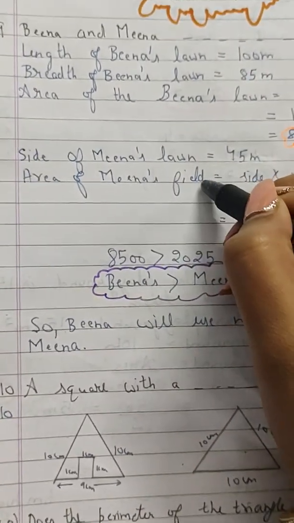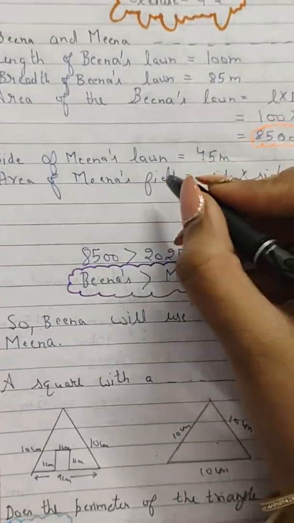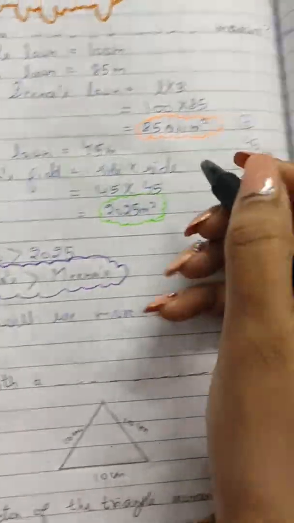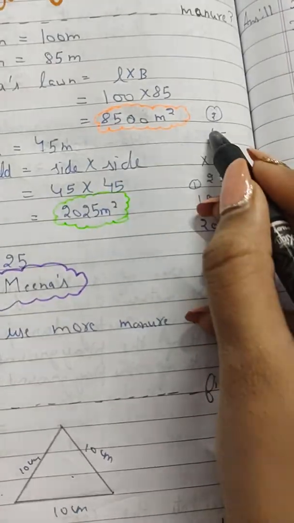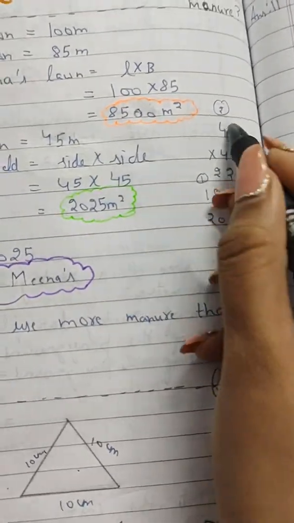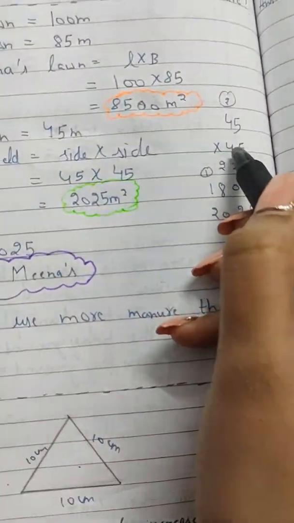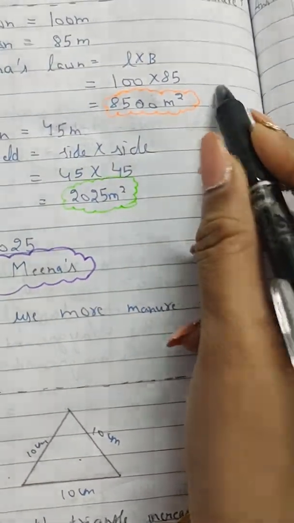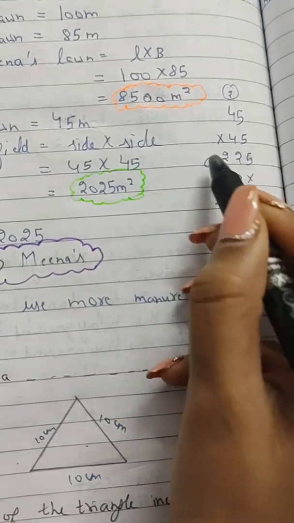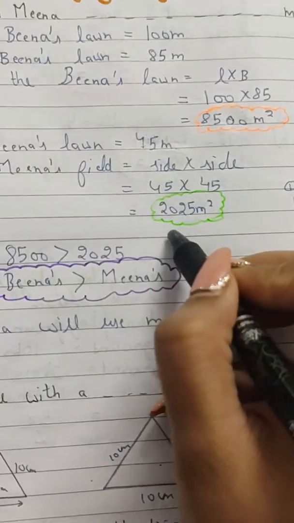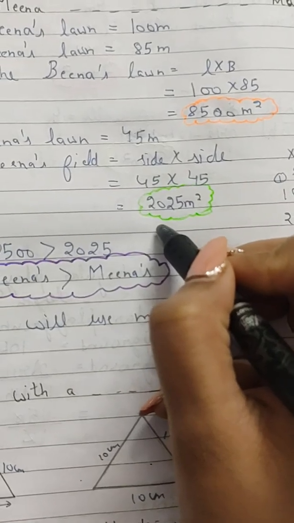So the area of Meena's lawn will be side into side. So 45 into 45. 5 fives are 25, 2 carry. 5 fours are 20, 2 plus 20 is 22. Then 4 fives are 20, 0 here, 2 carry. 4 fours are 16, 16 plus 2 is 18. Adding: 5, 2 plus 0 is 2, 2 plus 8 is 10, 1 carry, 1 plus 1 is 2. So the answer is 2025 meters square.